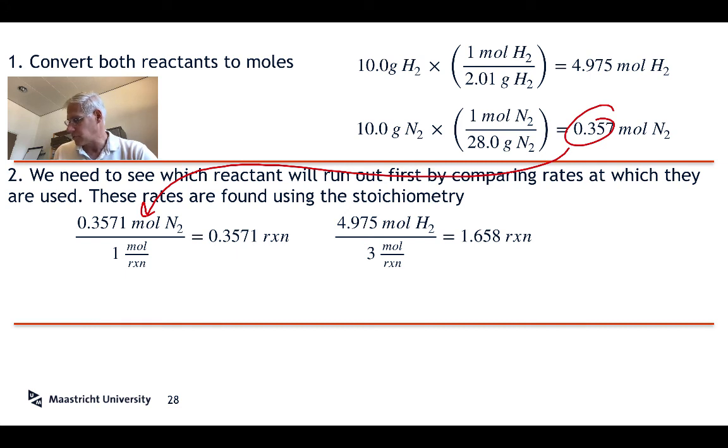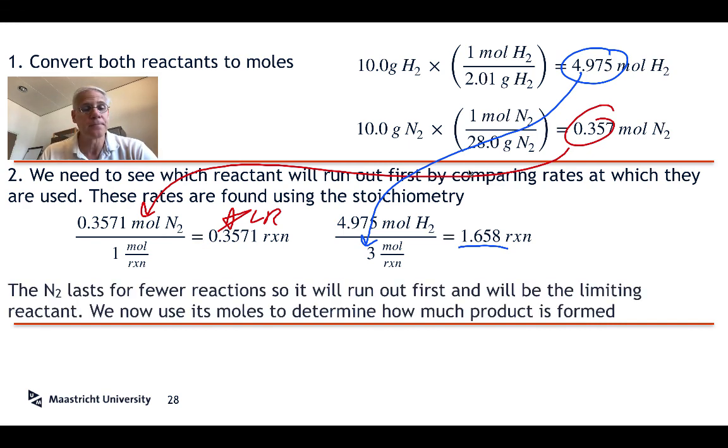For our H2, we take our 4.975 and divide that by the 3, because we have a 3 coefficient for the H2. When we divide that, we get 1.658. Because our nitrogen has a smaller number, it is my limiting reactant. This is the only thing that we use these values for: to compare to each other and figure out which one is the limiting reactant.